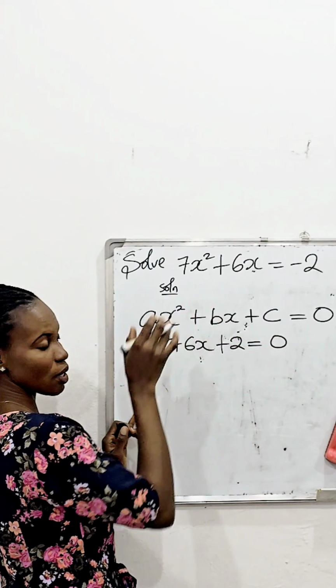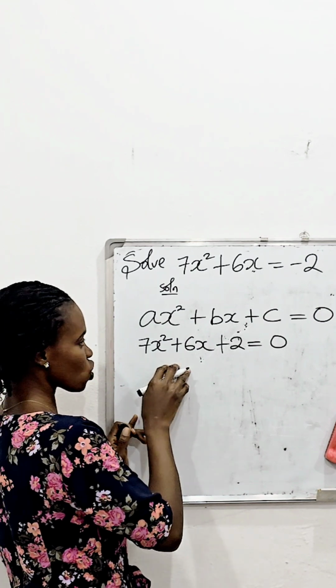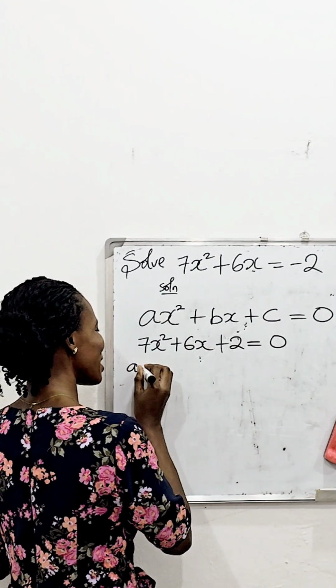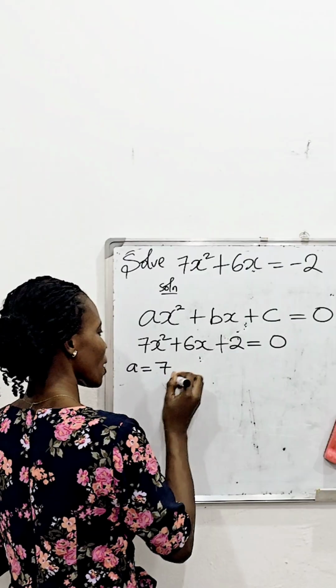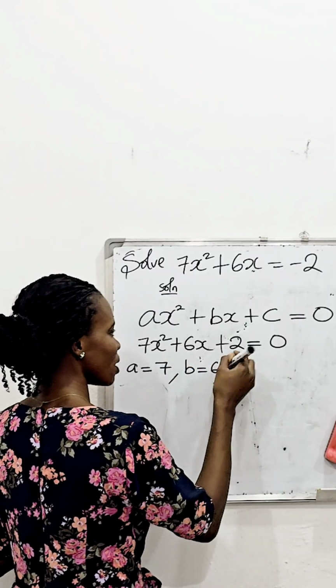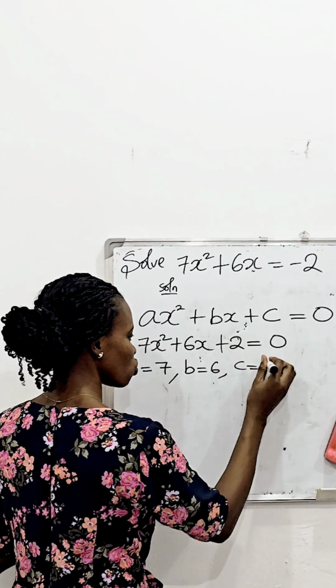So this is now equivalent to this, right? So if it is so, it then means that my a is equal to 7, my b is equal to 6, and my c is equal to 2.